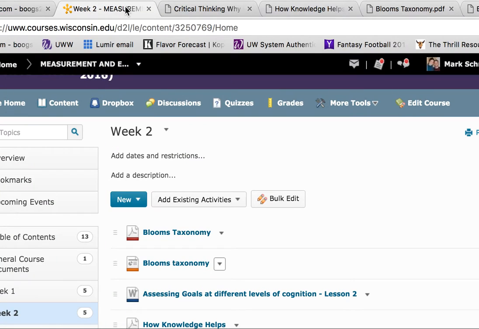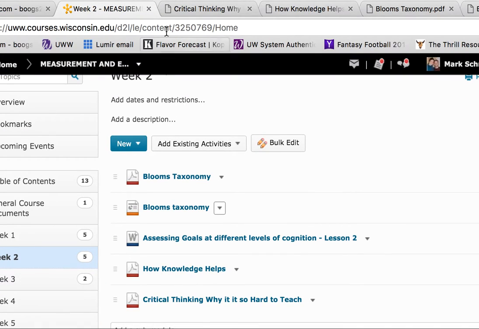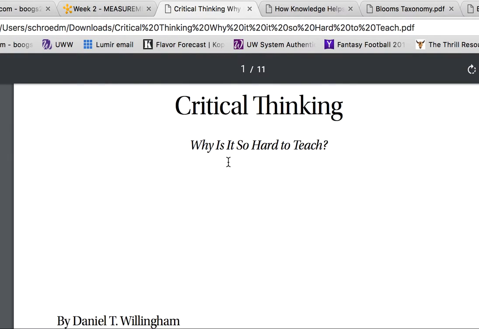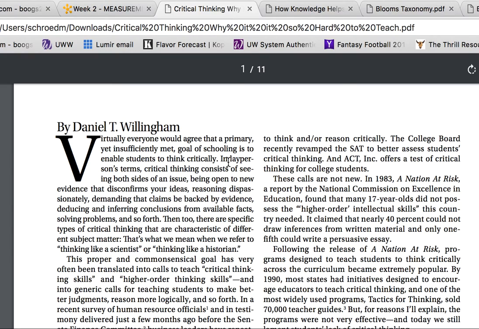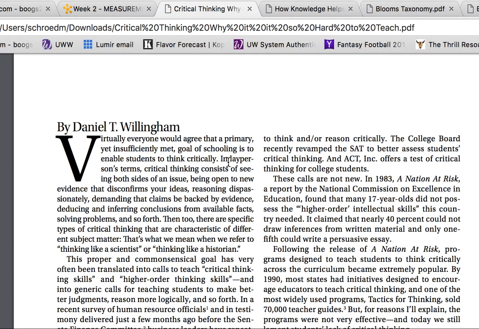The other article that I want you to read is about critical thinking and why it is so hard to teach. This is a great article by the same author about why it is that it seems to be so hard to get students to think critically. A lot has to do with background knowledge, a lot has to do with specific strategies, and a lot has to do with the fact that things are different. Thinking critically in math is different than thinking critically in a literature class, and that's different than thinking critically about your own life. It requires different skills, different strategies, and different background knowledge.